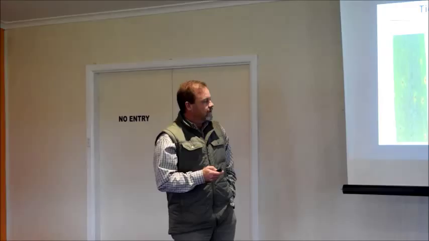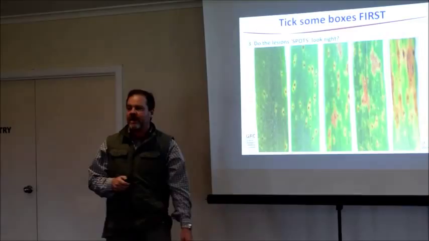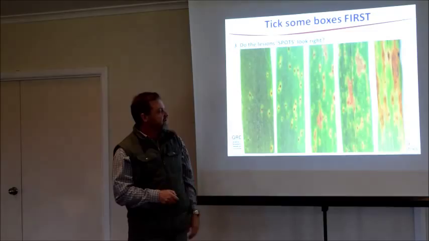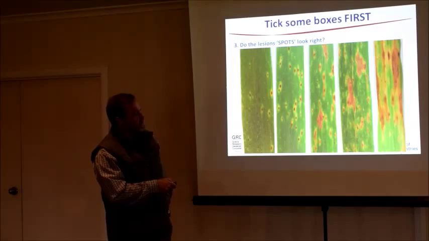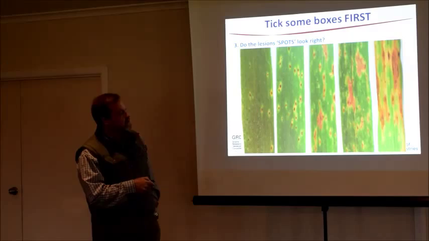Okay, then the spot's actually got to be right. So remember, if you can take nothing else away, the yellow is toxin. Necrotroph killing cells, yellow toxin, then dying behind it. They elongate, they get bigger, they keep producing toxin in advance of where they're going to feed next. Then they end up joining up, but you've still got that yellow. So it's tight yellow around it, not general yellowing of the whole leaf.